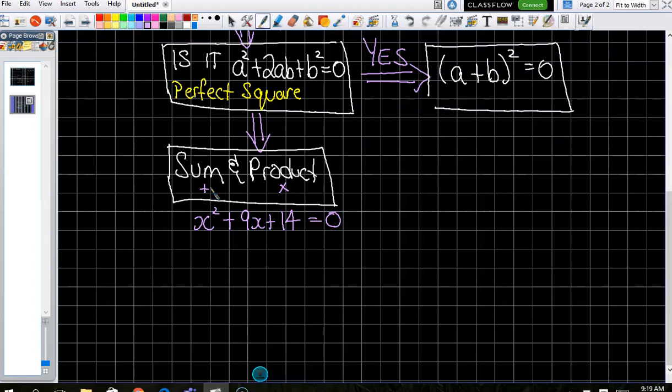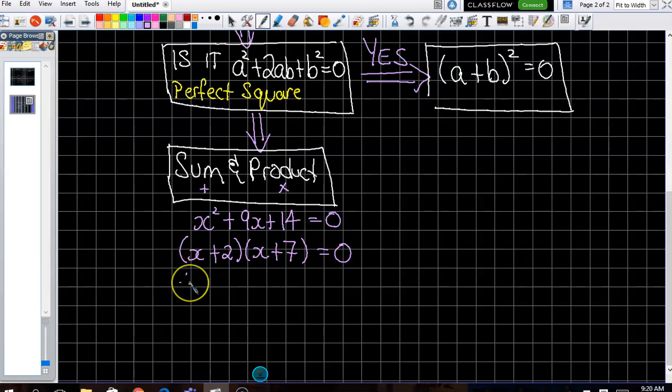Fascinating. European people don't actually do sum and product. They just always go quad formula every single time. And you might go, well, I want to do that. But this is so much quicker. It should take 10 seconds to look and go, can I find two numbers that times together give me this, that add to be this? If I can, it just becomes x plus 2, x plus 7.